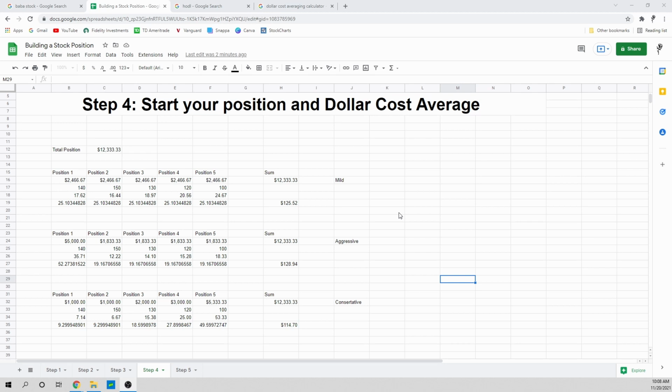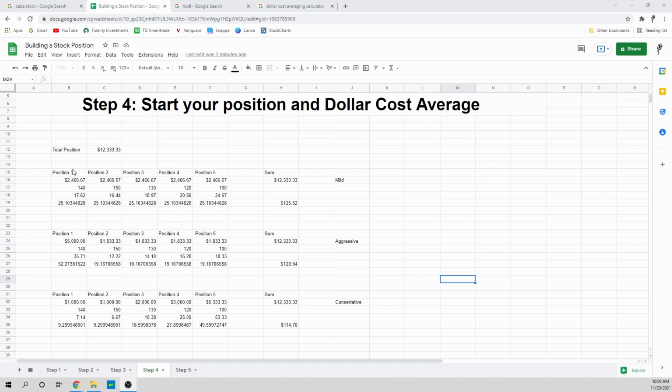Step 4 is to actually start your position and start dollar cost averaging into your position. So what I have here are 3 scenarios for our example of Alibaba. The total position size we're targeting is $12,000, and we have a mild, aggressive, and conservative position. For mild, we split the investment of $12,000 across 5 positions. If you want to be mild but kind of aggressive on how you establish the position, you could do once every day for a week, or once a week for 5 weeks. It's up to your preference.